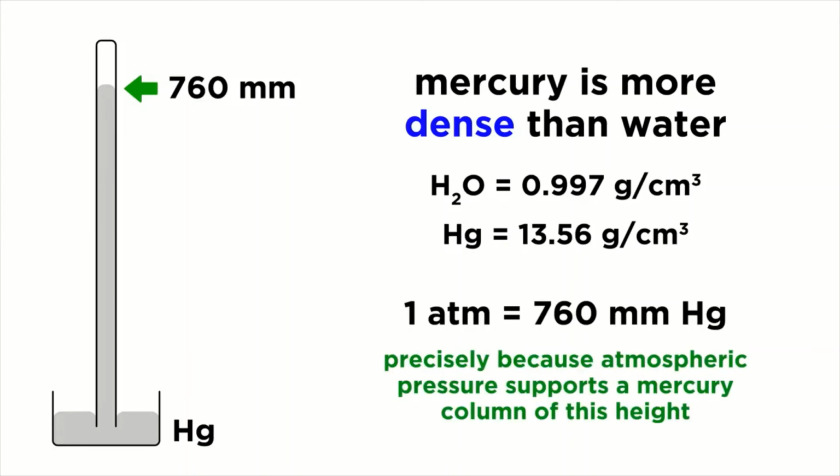And this relationship between the height of a column of mercury in a barometer and atmospheric pressure is where we get the conversion between atmospheres and millimeters of mercury as units of pressure.